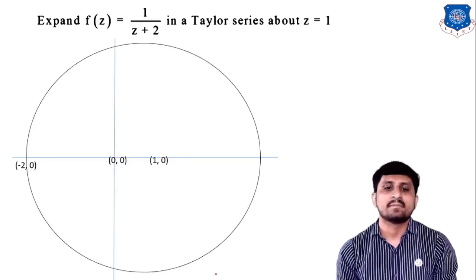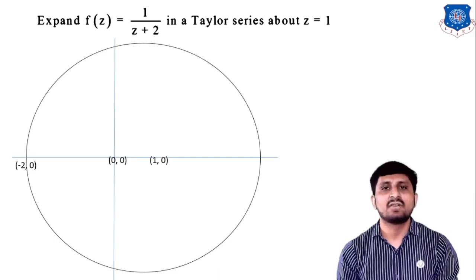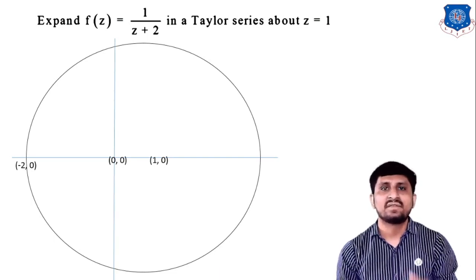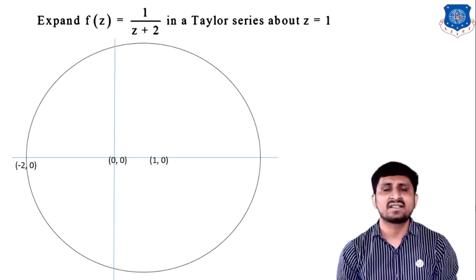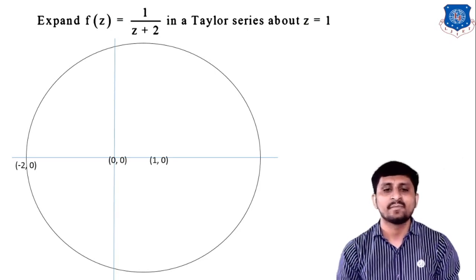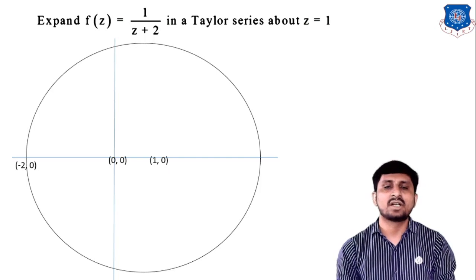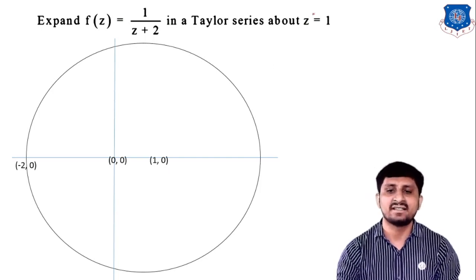Expand f of z, that is equal to 1 upon z plus 2. The figure is not given in the question. The figure is just for your understanding. It's not compulsory to draw, but you can understand what the circle is. Expand f of z equal to 1 upon z plus 2 in a Taylor series about z is equal to 1.